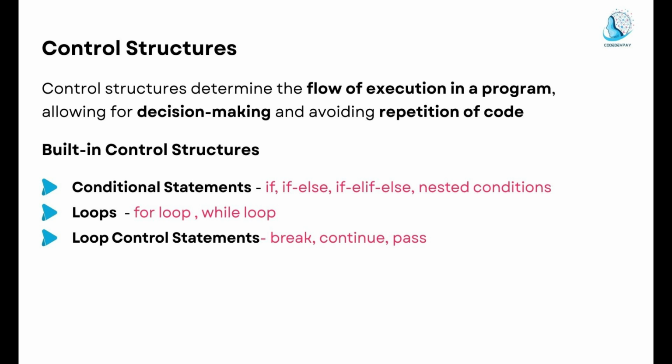We have different types of control structures which are built in Python. So we have if else, if elif else, and nested condition, which fall under conditional statements. We also have for loop and while loop, and then we also have break, continue, and pass, which are used to control loops. So let's take a look at each of them.